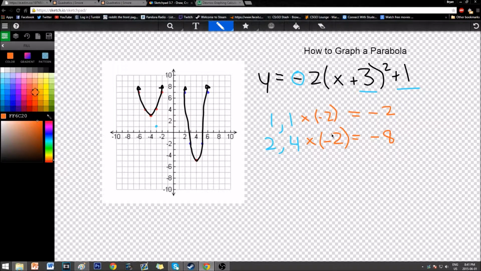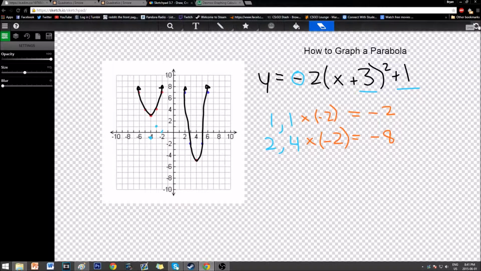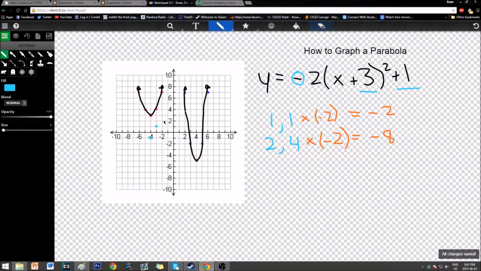So to plot the step pattern, it'll be 1, negative 2, and then 2, negative 8. So since it's negative, we'll be going down instead of up like these ones. So over 1 and then down 2, so 1, 2, so right here. And then again on the other side, over 1 and then down 2. Sorry about that. Let me just undo that. So over 1 and then down 2.